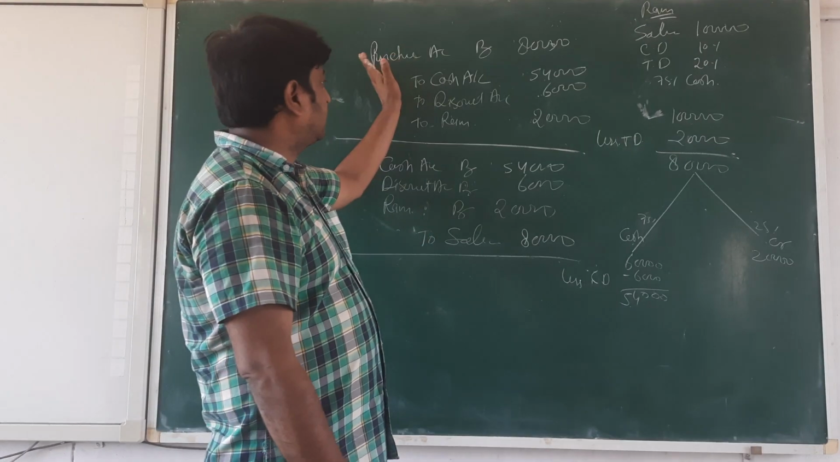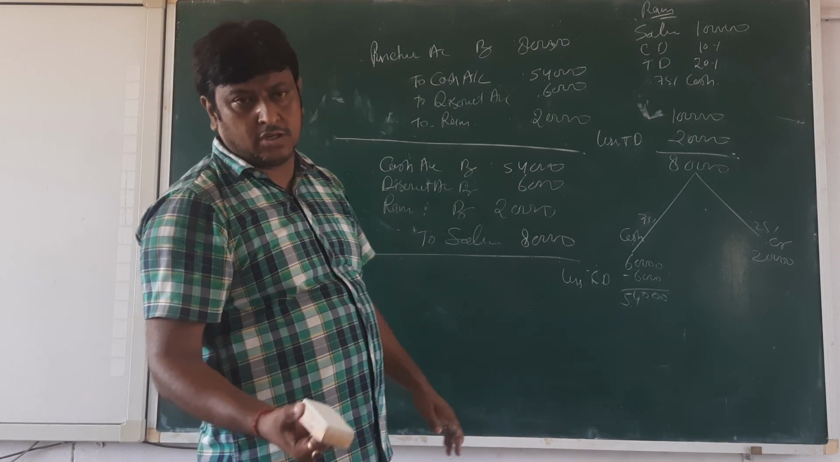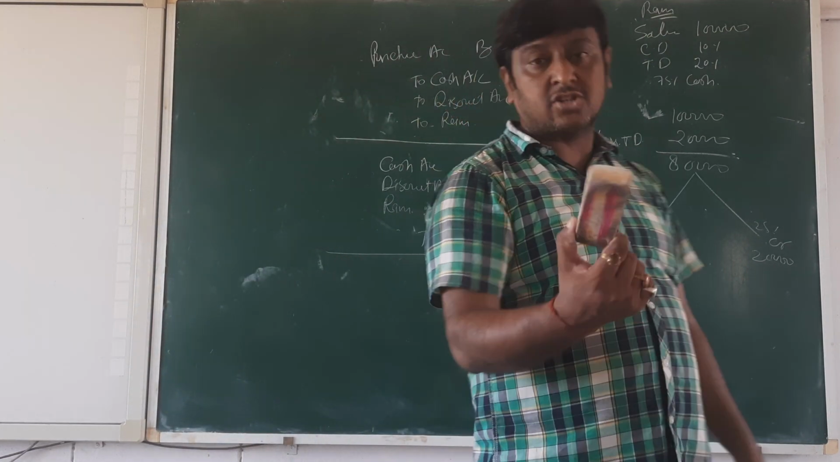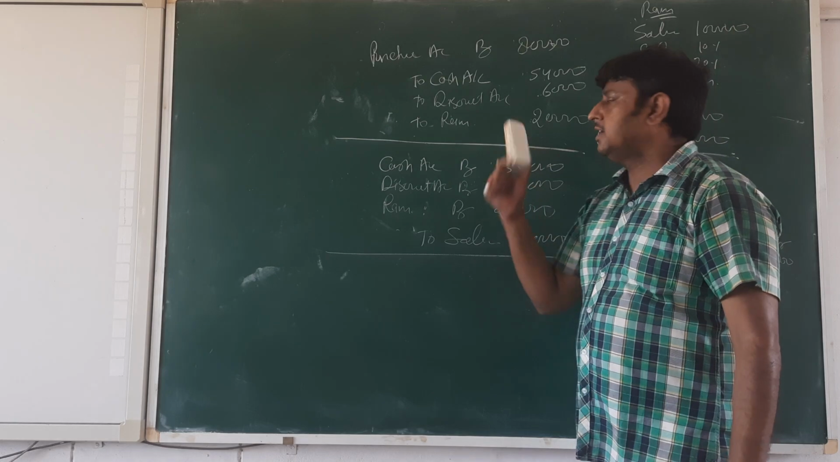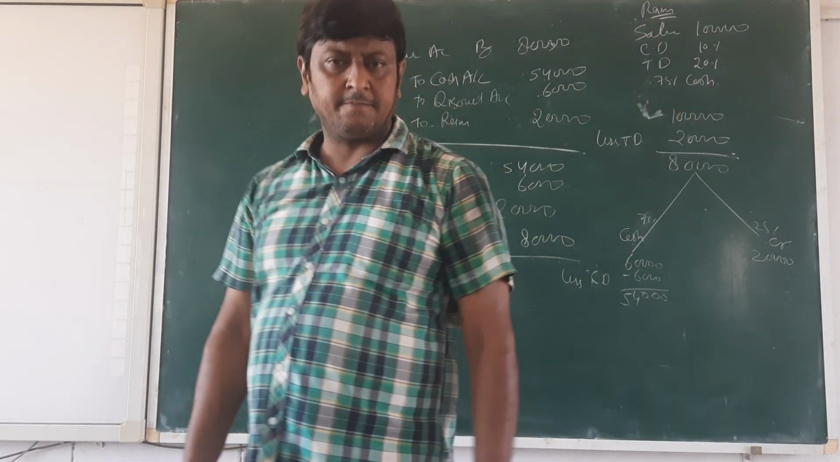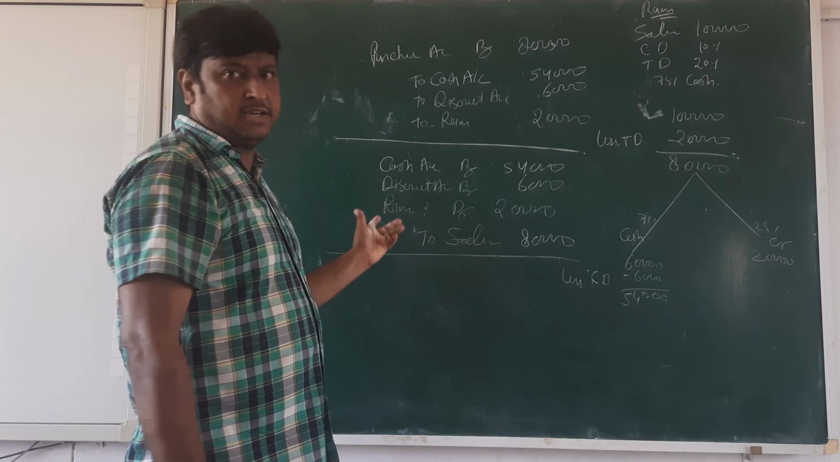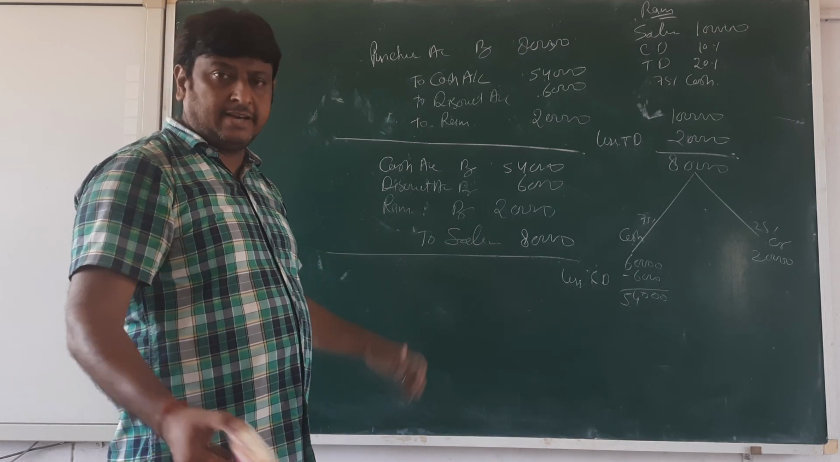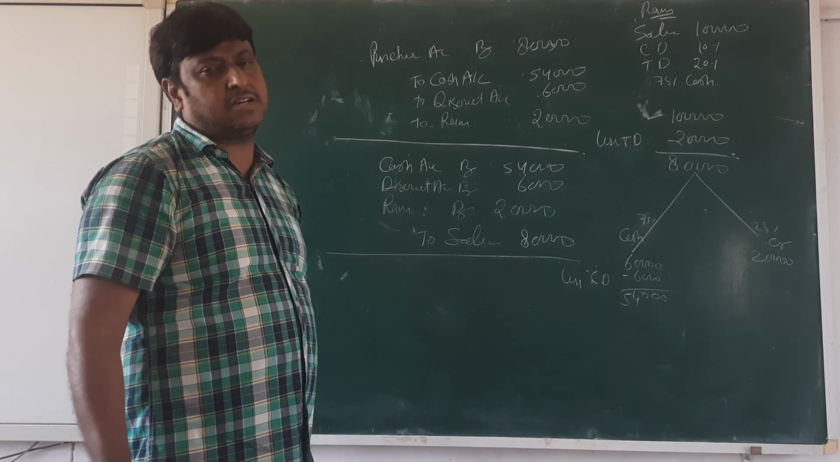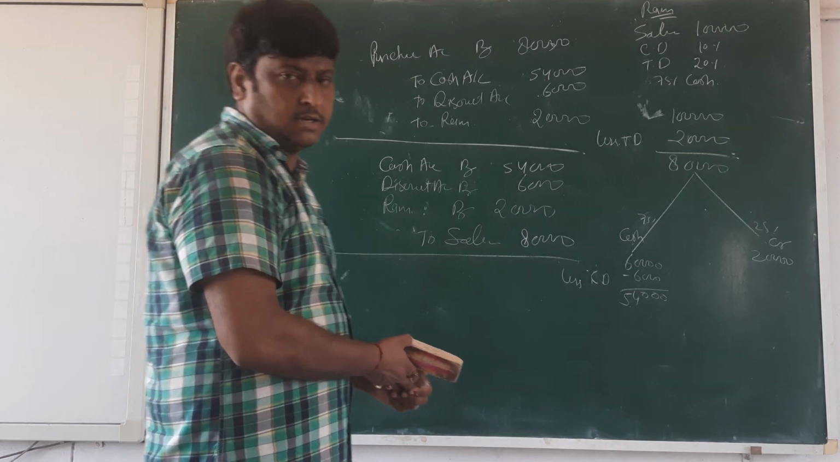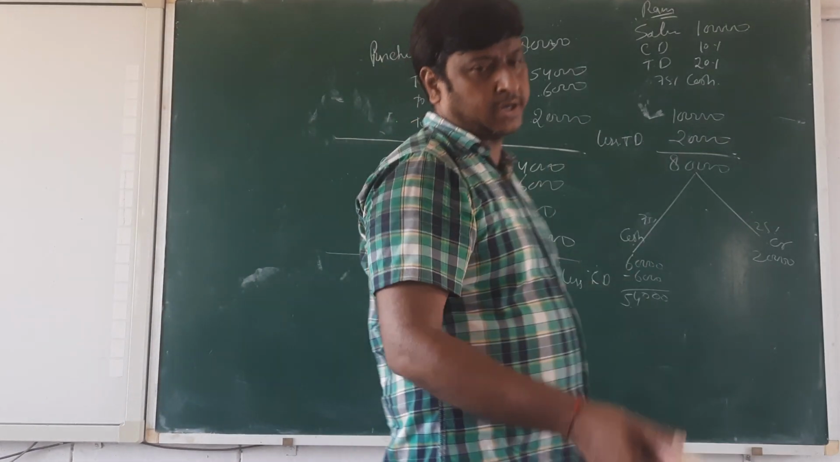Okay, purchase debit, cash you are paying credit, discount you are receiving credit, RAM credit. Okay, beta. On the sell: credit, RAM debit, discount you are giving debit, cash you are receiving debit. Okay, beta. Clear? Okay. Thank you.